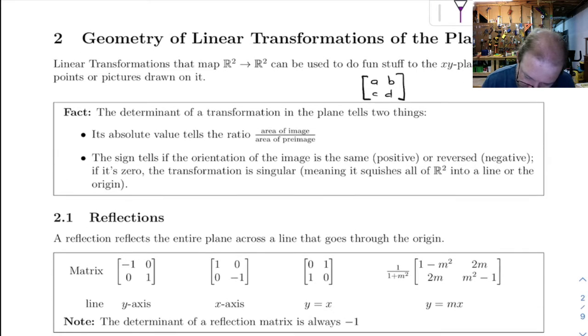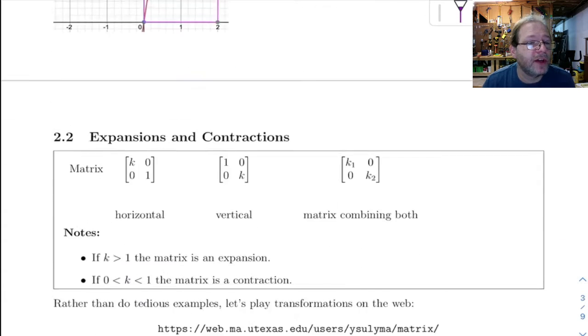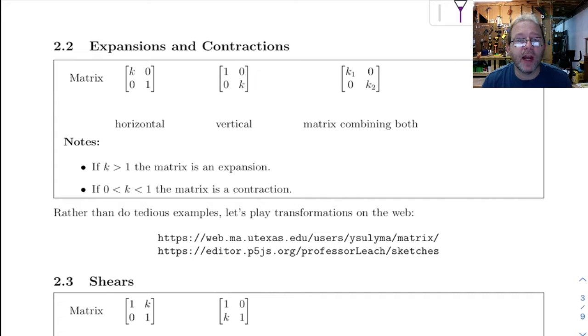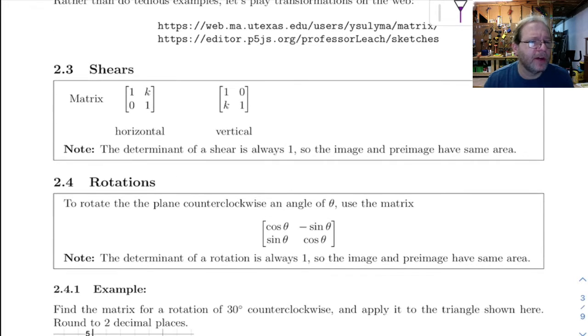So certain linear transformations will reflect things across lines. We'll also have transformations that expand and contract things. Shears, we'll talk about that later. And things that rotate the plane around the origin.